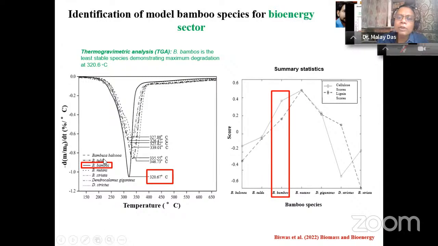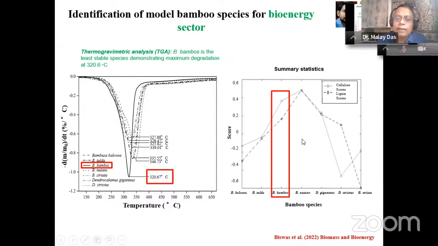So as you see here, Bambusa bambos is one of the 7 species which emerged having the lowest maximum degradation in this TG analysis. And when we compiled the anatomical parameters along with biochemical parameters to predict the species where the cellulose content is high but lignin content is low, because for the bioenergy sector we want a plant where cellulose content is high but lignin content is low, because the lower the lignin content, the easier it is for the pre-treatment, and you need to spend less energy and less chemical to get the cellulose out of it.